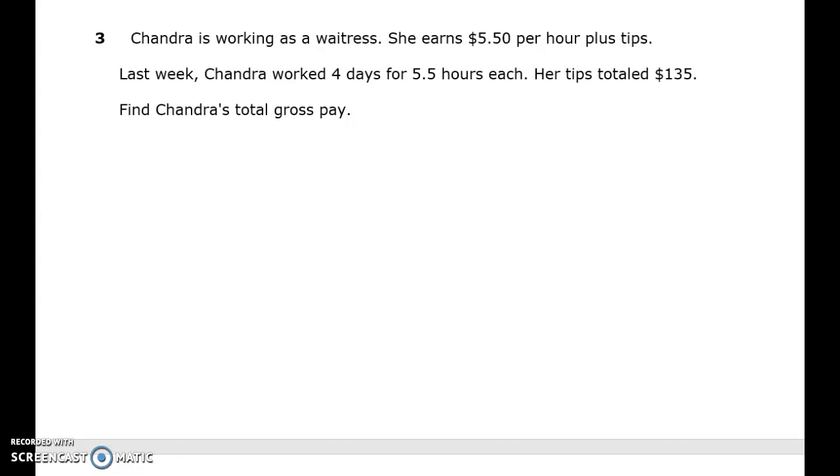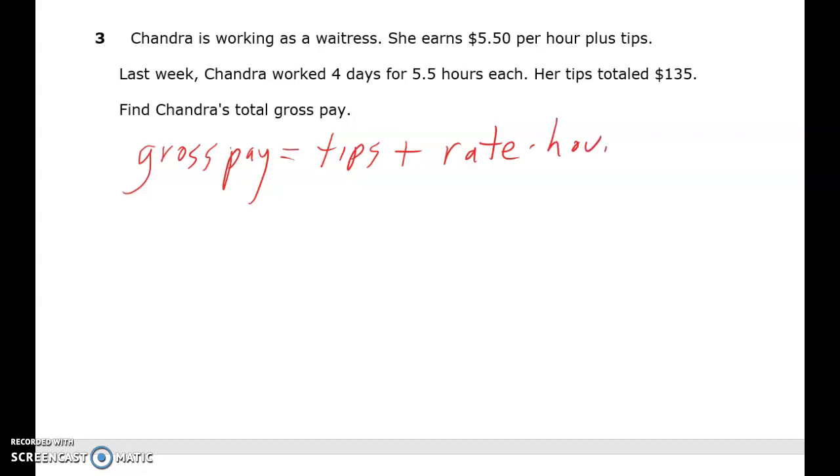So formula, gross pay equals her tips plus her rate times her hours. So her tips is $135. Her rate is $5.50 per hour. She gets less than minimum wage because she's going to get tips.